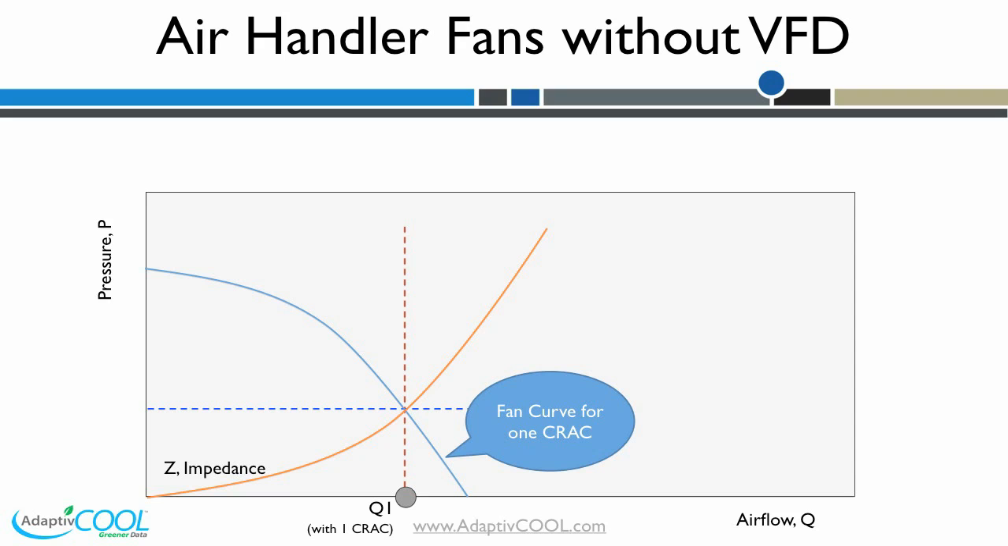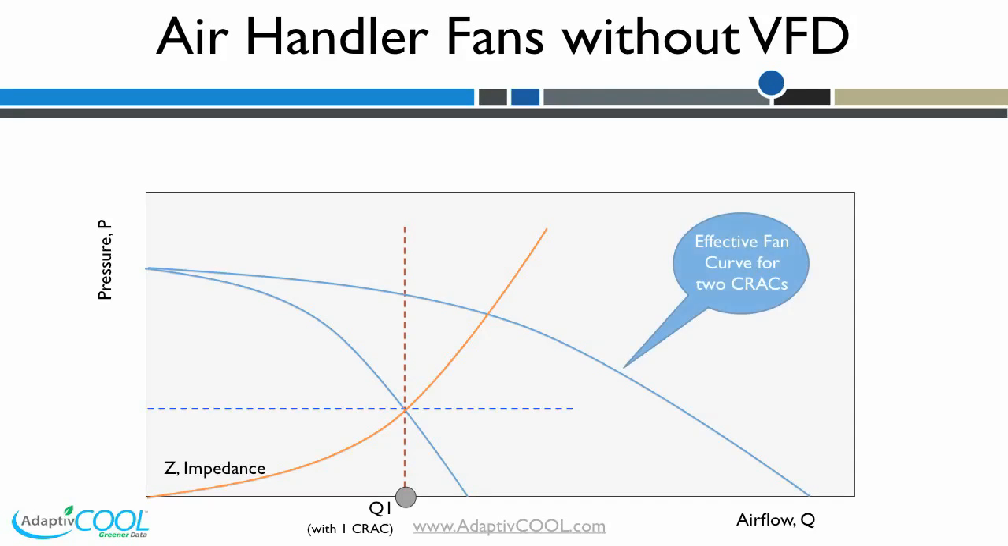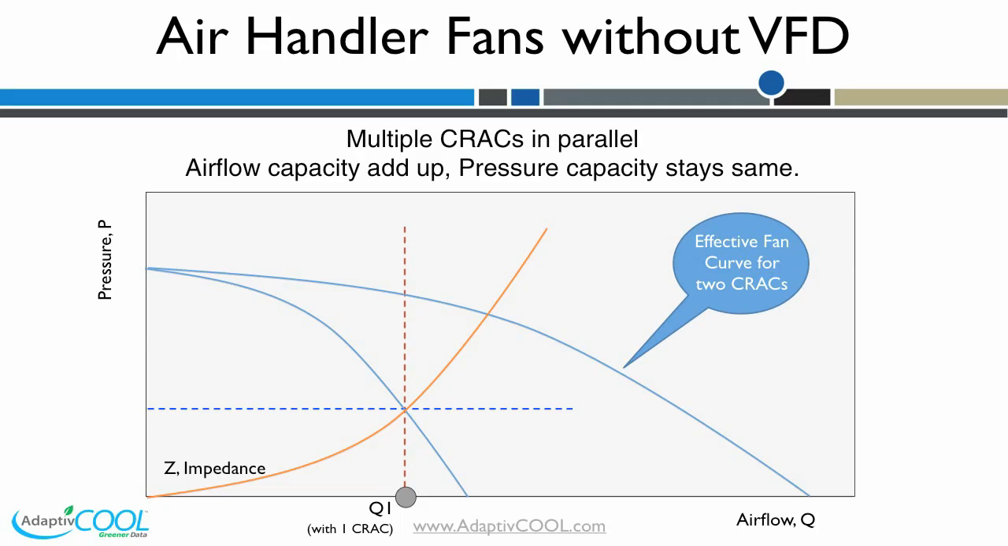When the second identical CRAC is turned on, the effective fan curve shows doubling of airflow capacity without any change in pressure capacity. This is similar to connecting two batteries in parallel. Their combined current capacity is double, but the voltage still remains the same. The airflow discharge Q2 with two CRACs is higher than Q1.